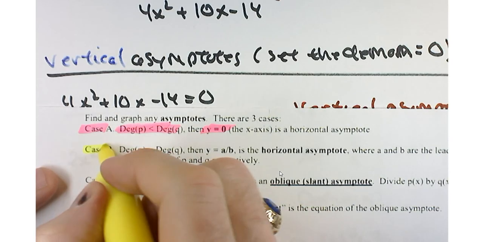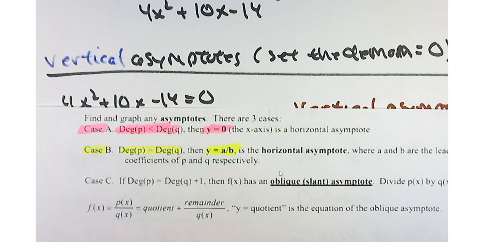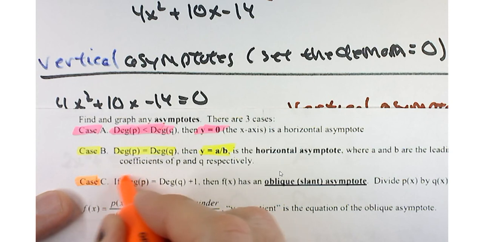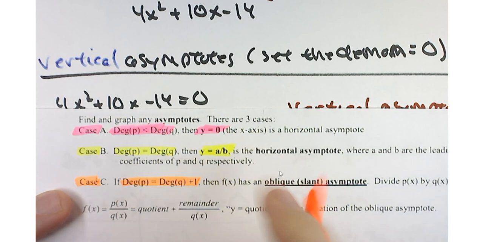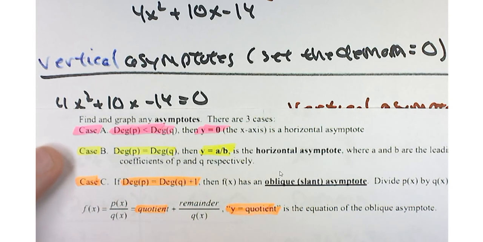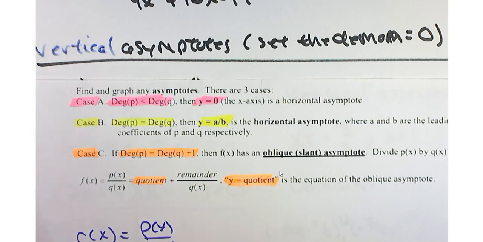Now, if the degrees are equal, then the horizontal asymptote is going to be the ratio of your leading coefficients. And the very last thing we're going to consider is what's called an oblique asymptote or slant asymptote. If the degree of the numerator is 1 bigger than the degree of the denominator, then if you divide and get a quotient and remainder, y equals the quotient, that's going to be your oblique asymptote, or slant asymptote, as I think the book might call it sometimes.